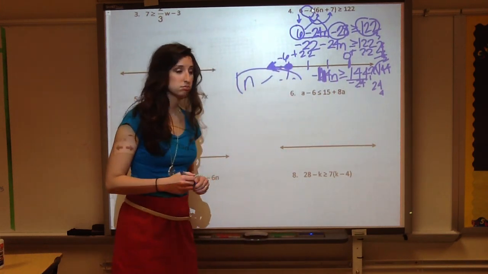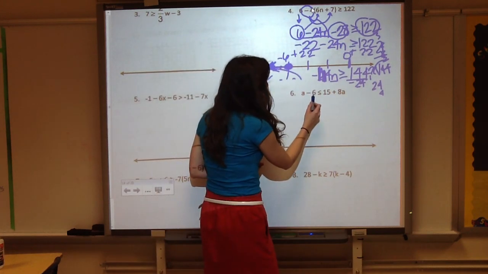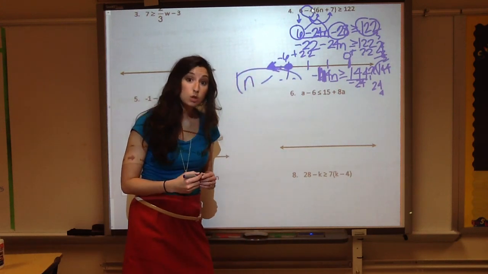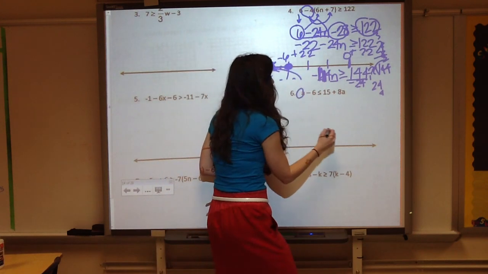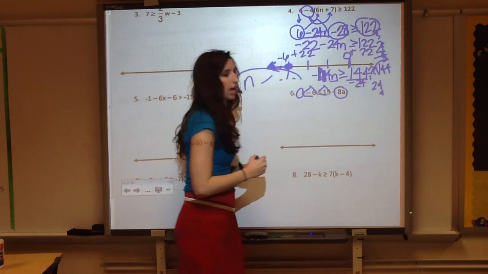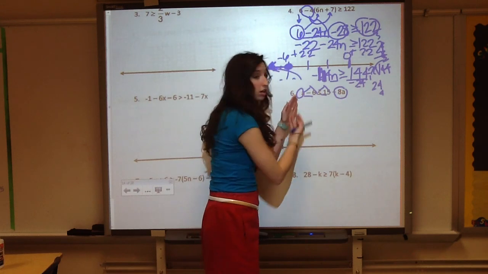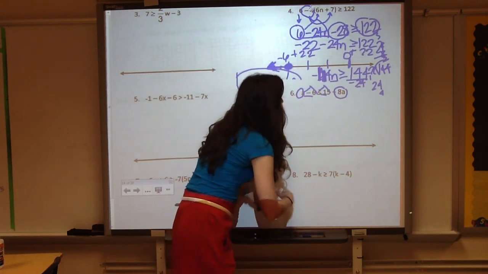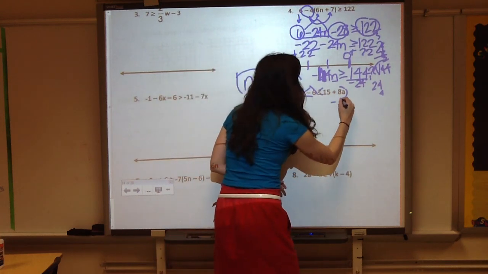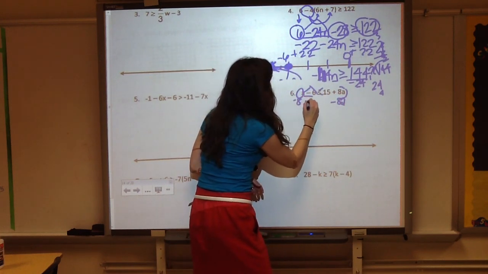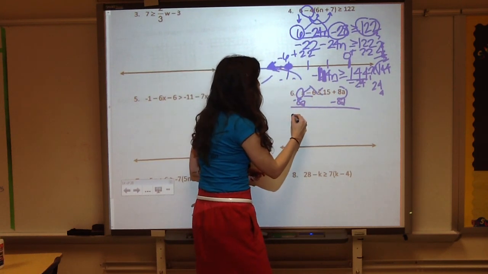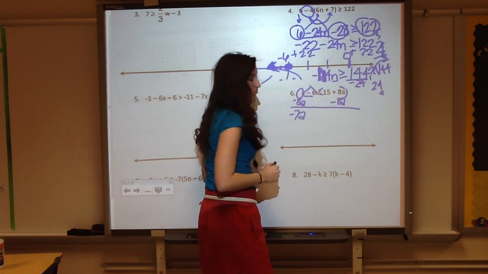It looks like a lot. Don't worry, okay? A minus 6 less than or equal to 15 plus 8a. Put your circles and triangles. Circle A, circle A. Triangle, triangle. Okay, if I want my A's together, what am I going to do to get this positive 8a on the other side? You're right. Subtract 8a. So here we go. 1 minus 8 gives me a negative 7a.